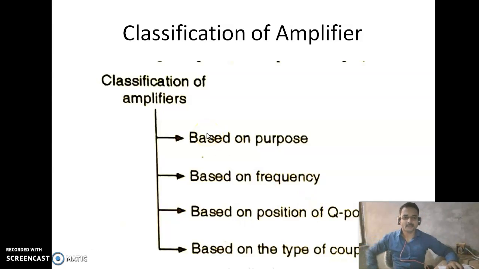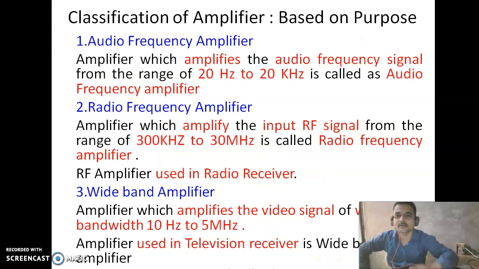Amplifiers are classified into basically four categories: based on the purpose of the amplifier, based on the frequency of amplification, based on the position of the Q point, and based on the type of coupling. These are the different categories.